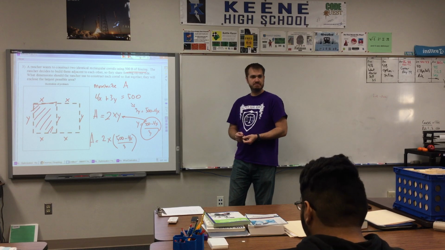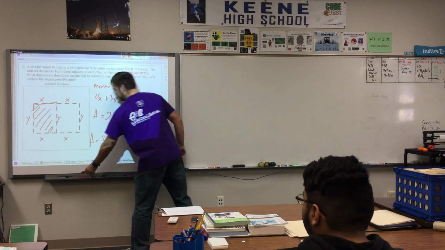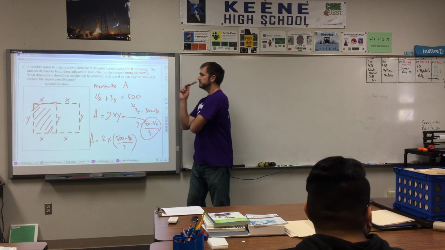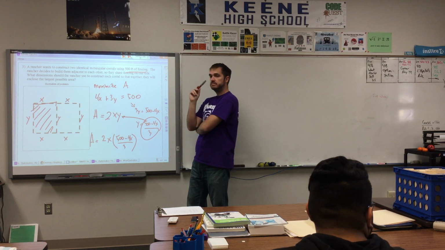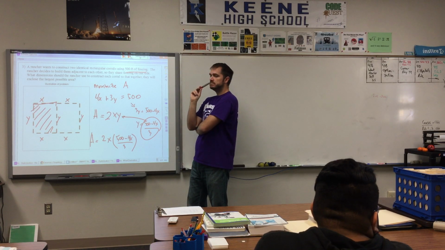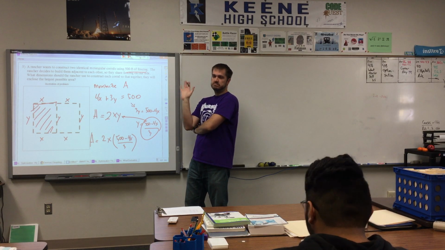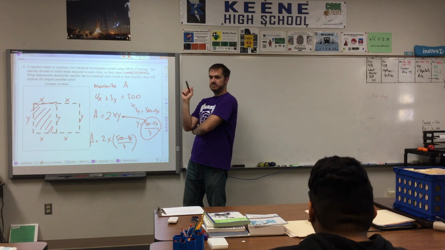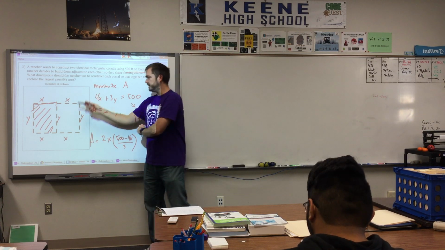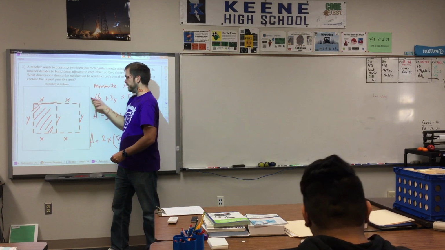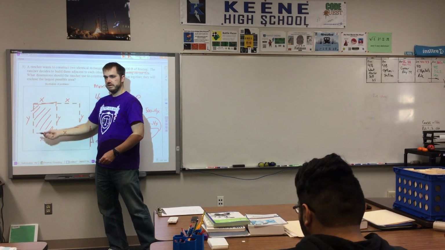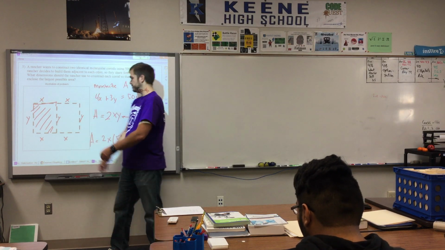Any questions? Yes. How did you choose which ones were x and which ones were y? Because on mine, I have pretty much the same thing, but I have the X's and Y's reversed. Player's choice. It'd be whatever you want. I call them A's and B's. I could call this whole entire length A and this B. It doesn't really matter.